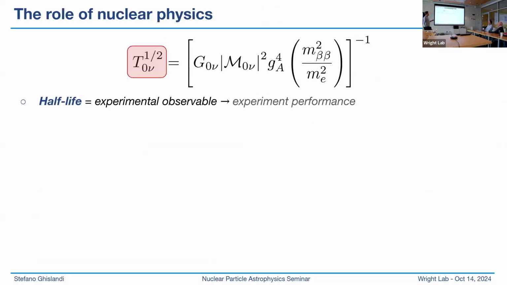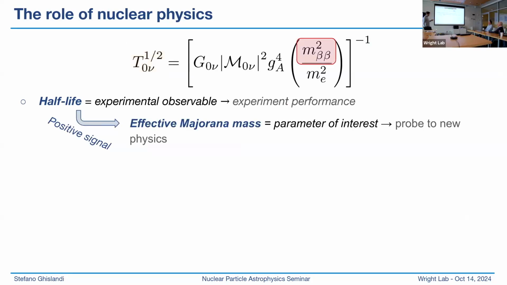Now let's come to the physics part. Let's say you can write the half-life of the decay in this way. This is the real experimental observable, so this is related to the experimental performance. The better the experiment, the longer the half-life you are sensitive to. And you can write this depending on the parameter of interest, which is what we call the effective Majorana mass, which is just a particular sum of the different neutrino masses. So in the case of a positive signal, you can measure this, and if you know these numbers, you can actually compute this. And this is the real probe to beyond standard model physics.